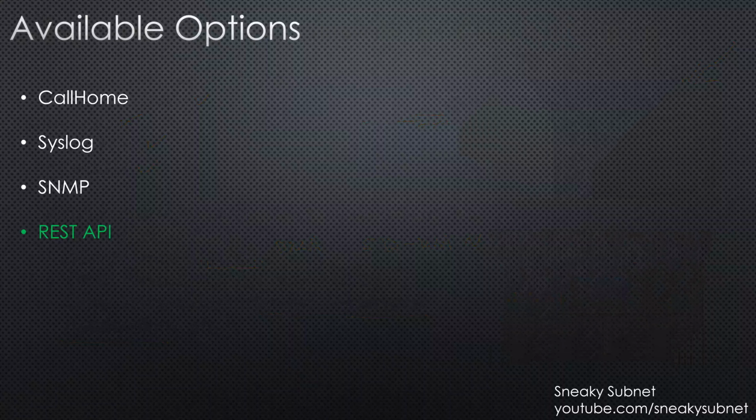In terms of available options, in ACI we have call home. This feature allows you to send emails when something happens inside ACI. We have classic methods like syslog and SNMP, but in this video we will talk specifically about REST API because I think that this is the method which gives you the best level of granularity in terms of what you can actually gather from ACI, and also gives you an opportunity to change something based on some event.